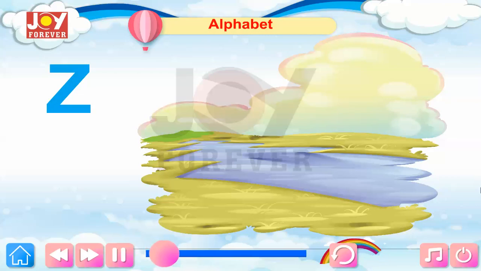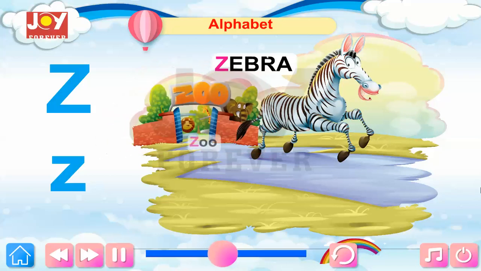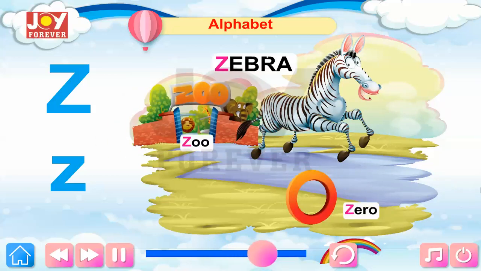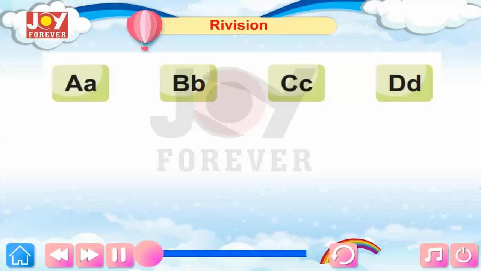Capital Z, small z. Z for zebra. Z for zoo. Z for zero. Z for zip.